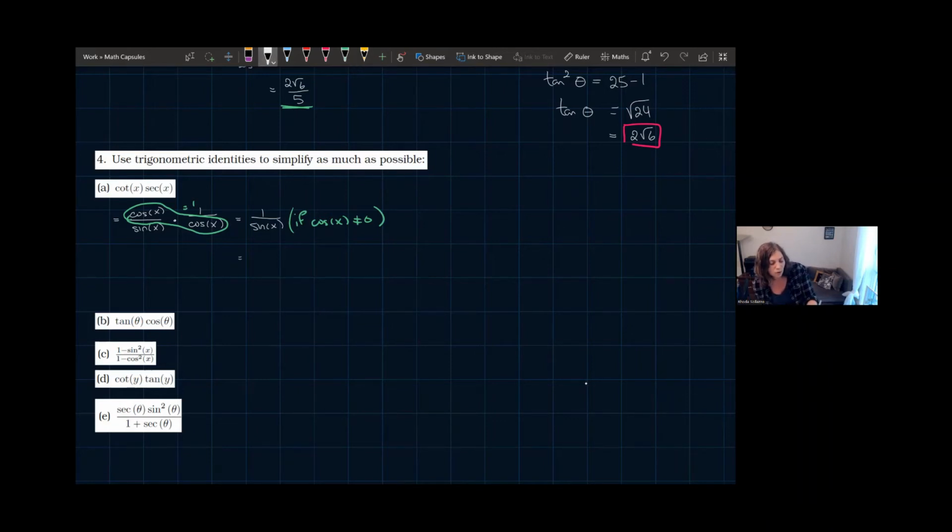And then finally, 1 over sine, I know I can write a little bit more neatly as cosecant. So my answer would be that this is the same thing as cosecant, but only in the situation where cosine is not equal to 0. That's what allows me to cancel it out.